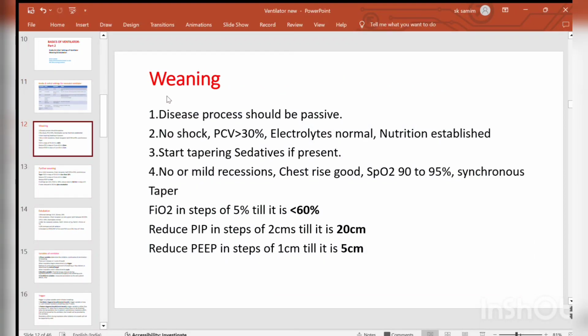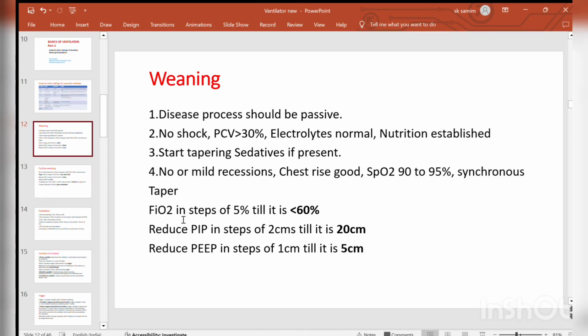Next, before starting weaning, we have to ensure 4 factors. These are: the disease process should be passive, no shock, PCV at least more than 30%, electrolytes normal, nutrition established. Start tapering sedatives if present. No or mild retraction, chest rise good, SpO2 at least 90 to 95%. If all these 4 factors are ensured, then we can taper.